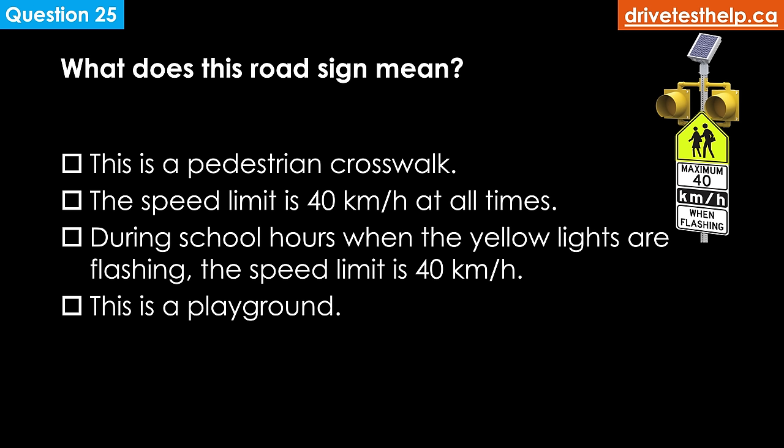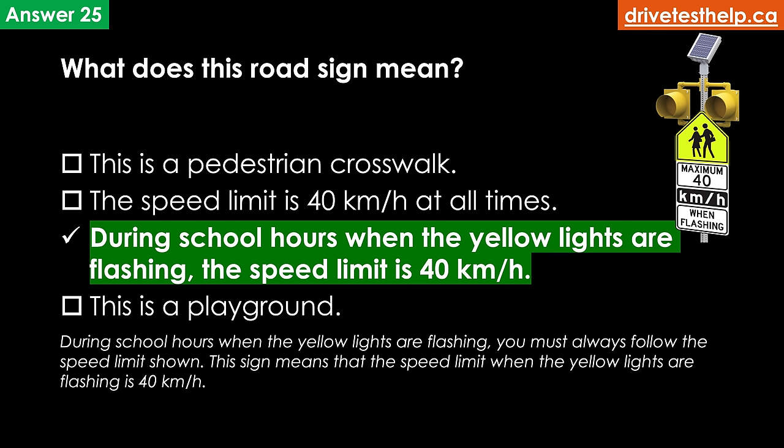This is a pedestrian crosswalk. The speed limit is 40 kilometers an hour at all times. During school hours, when the yellow lights are flashing, the speed limit is 40 kilometers an hour. This is a playground. The correct answer: during school hours, when the yellow lights are flashing, the speed limit is 40 kilometers an hour.